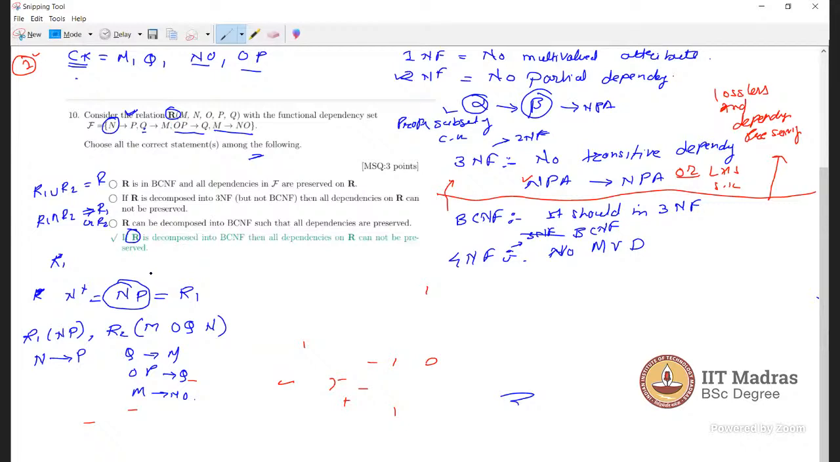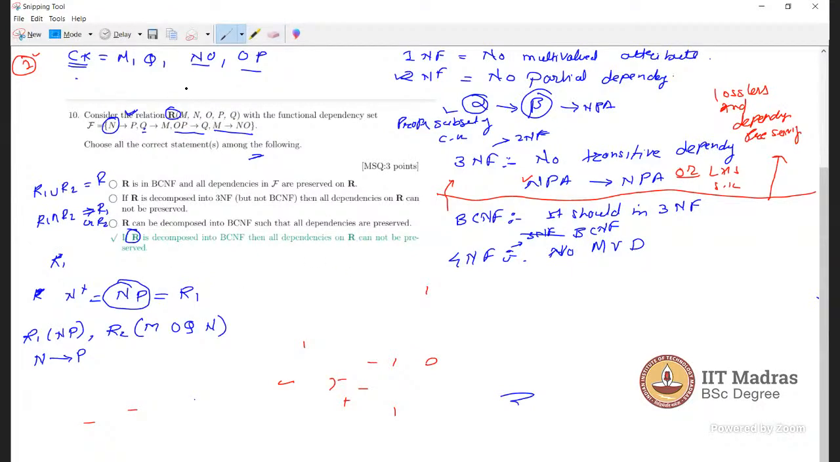Sir, in BCNF, the decomposition will be lossless, but the dependencies will not be preserved. Yes, I got it. Who was asking this question? So in BCNF, the dependencies don't have to be preserved. Yeah, but in this question, they happen to be preserved.